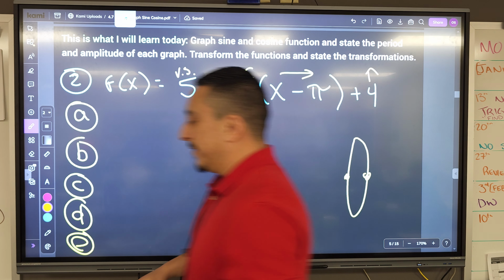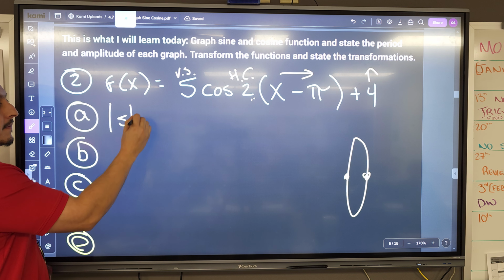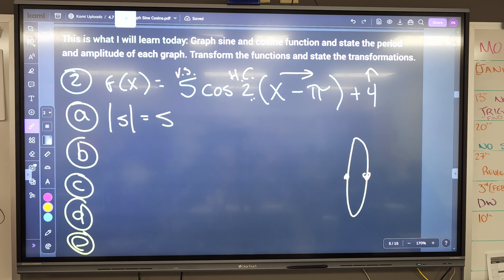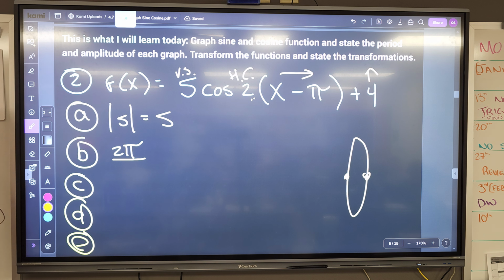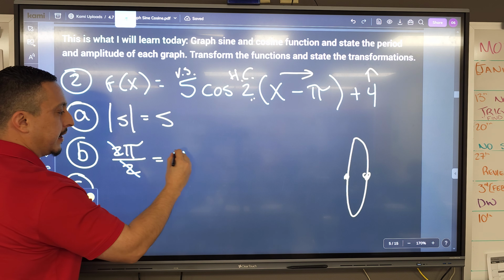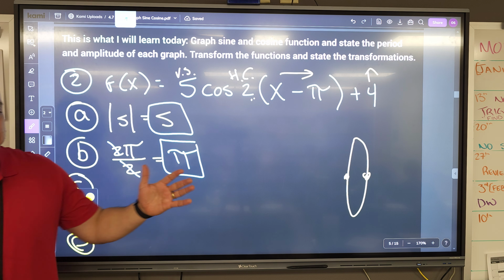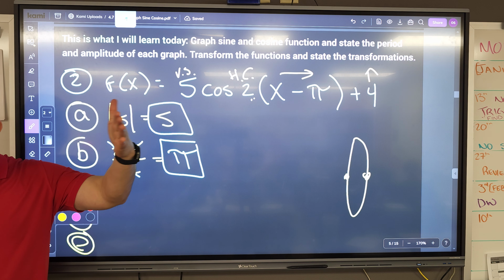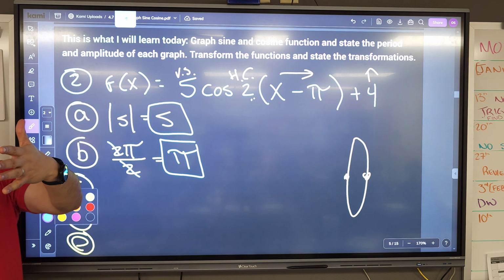So anyways, now amplitude 5. It's already positive, so it just stays positive. Period 2 pi divided by 2. They cancel. Pi. The period is pi. So what that means, I don't know if you make this connection, the original part of this graph only happens in half of the, right? Instead of being the whole 2 pi, it happens in the half.